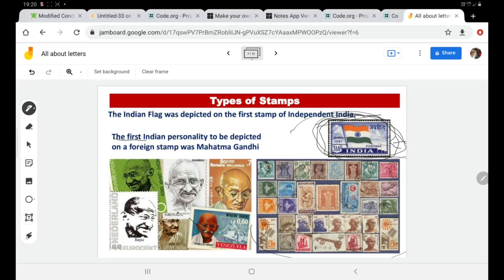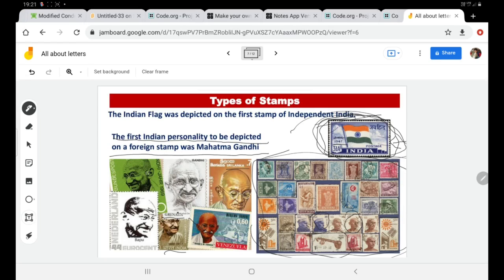The first Indian personality to be featured on a foreign stamp was Mahatma Gandhi. So you think only in India can we find Mahatma Gandhi stamps? No. The first Indian on a foreign stamp was also Mahatma Gandhi. Here you can see Sri Lanka, Greenland, and more. We have talked about our country India. Now let's talk about more stamps. Here you can see a collection of stamps, this one Nehruji, and this one Mahatma Gandhi, and many more.